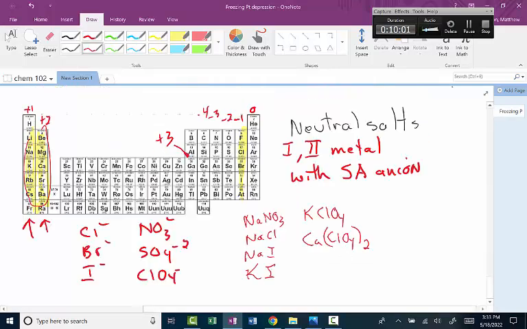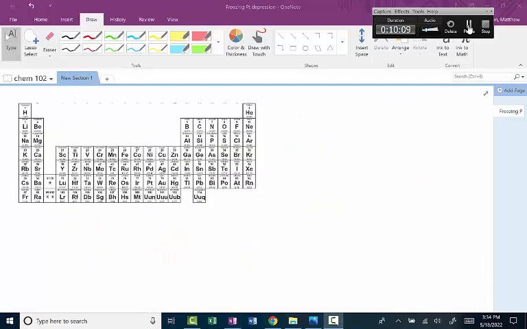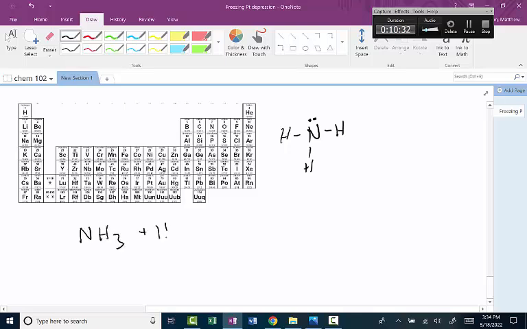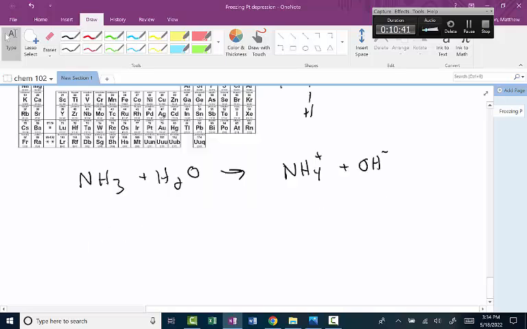Finally, the last one is the weak base, and there's only one of those. The only weak base you need to know is ammonia. And ammonia, NH3, and its Lewis dot structure looks like this. This is ammonia. And when I react it as an acid-base reaction, NH3, we'll react it with water, and we get NH4 plus OH minus. And so NH3 acted as a base. It's the only one you have to know of all the weak bases with water.